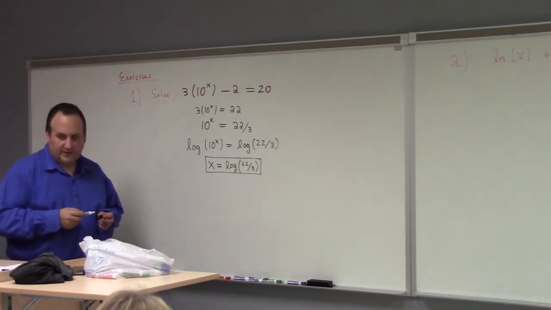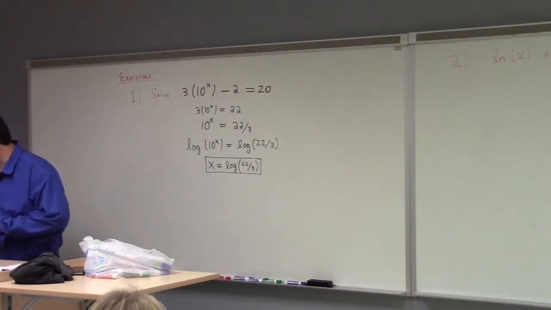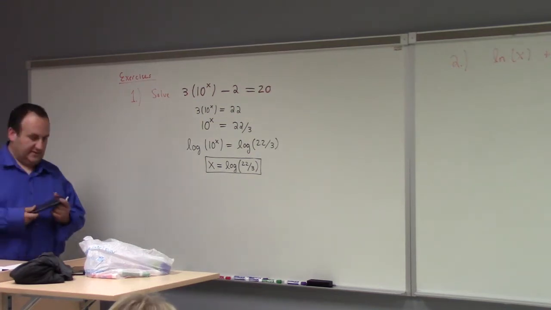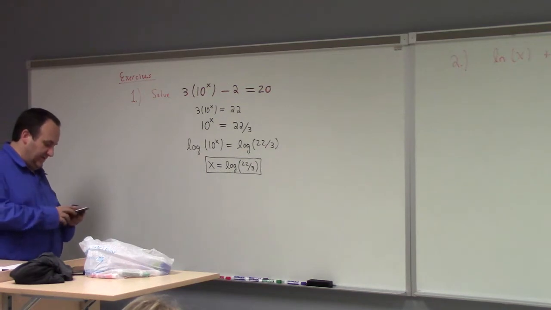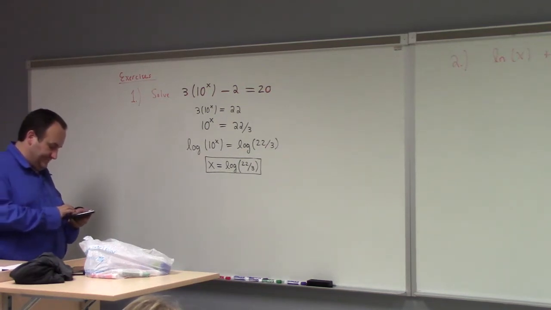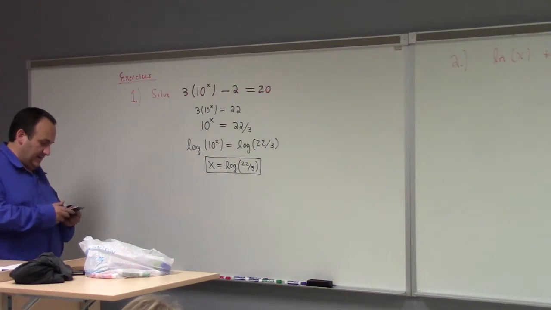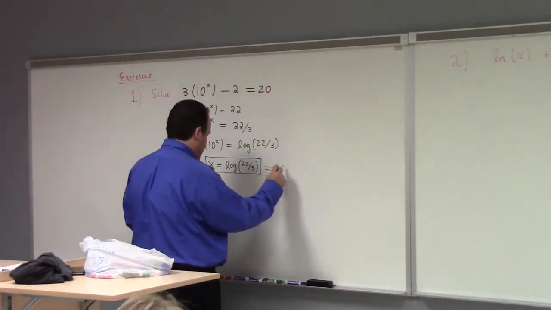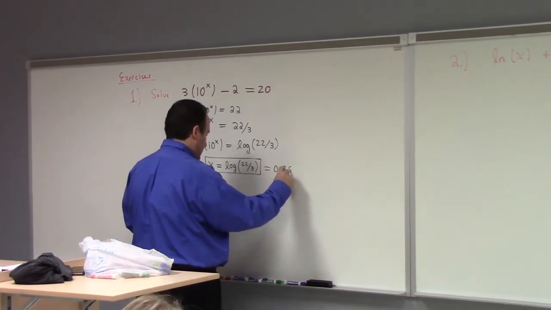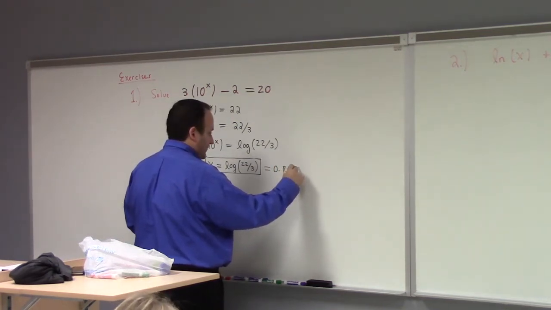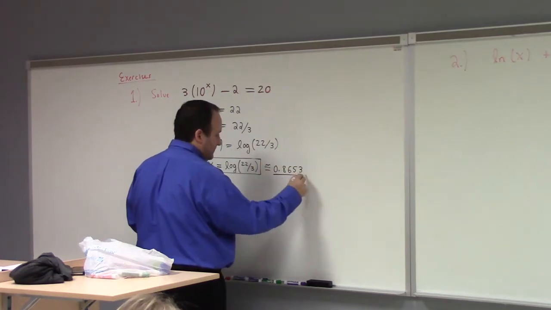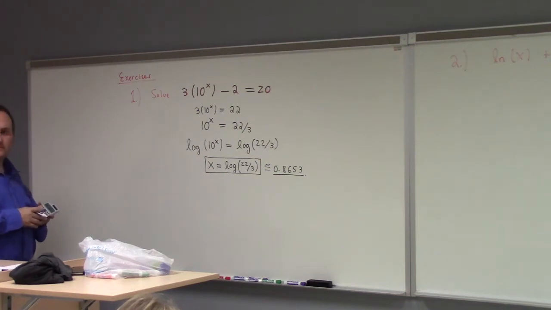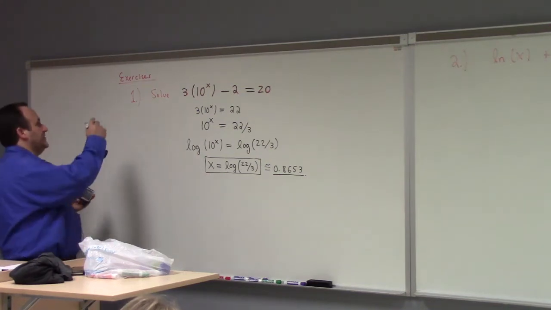Now, we can find the decimal approximation for that, right? We get out our calculator. So what is the decimal approximation for this answer? I get 0.8653 approximately. So there you go. Any questions about this one? So let's call this example 1.